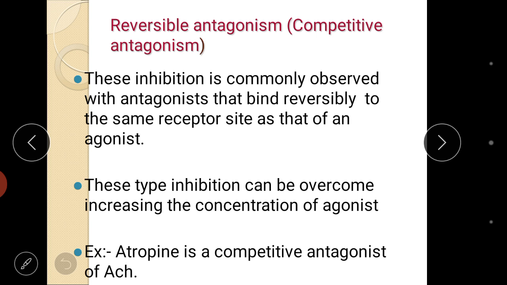An example is atropine, a competitive antagonist of acetylcholine. Acetylcholine is a neurotransmitter in the parasympathetic nervous system. Atropine is going to block the actions of acetylcholine. But if you increase the concentration of acetylcholine, you will get the response, because acetylcholine is usually degraded by an enzyme called acetylcholinesterase.